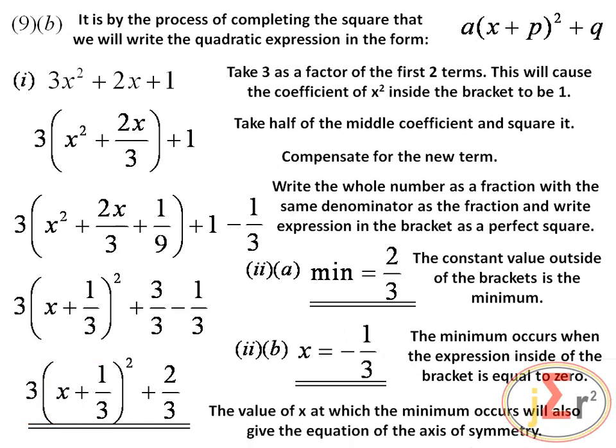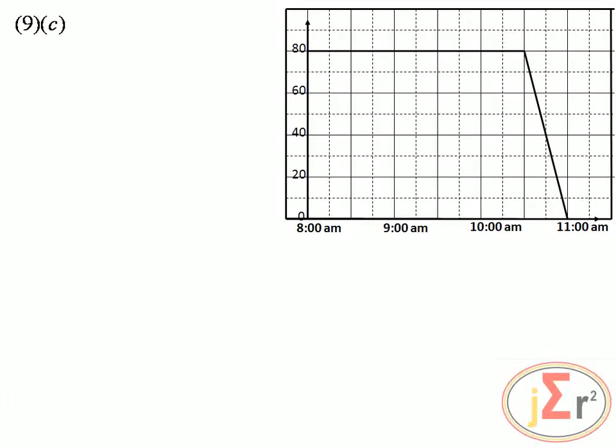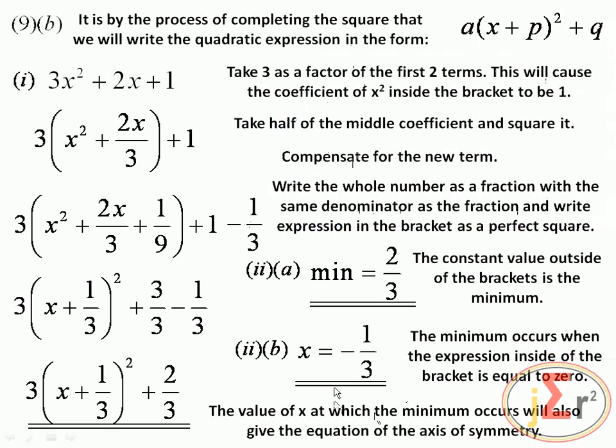The value of x at which the minimum occurs will also give the equation of the axis of symmetry. So the equation of the axis of symmetry is x is equal to negative 1/3, because the axis of symmetry coincides with the value of x at which the extreme value is located.